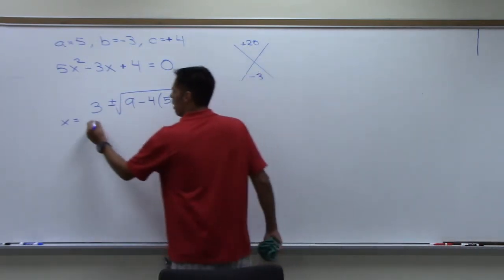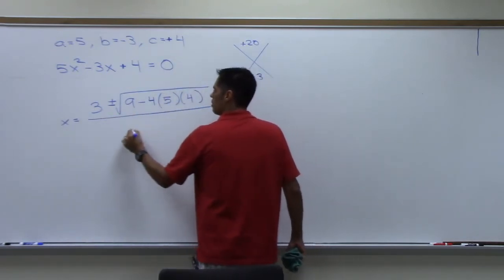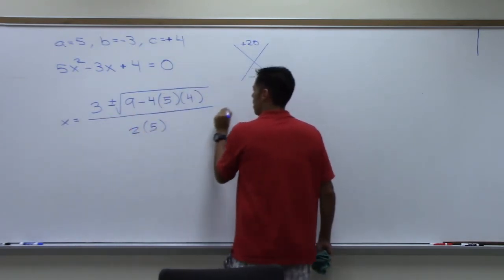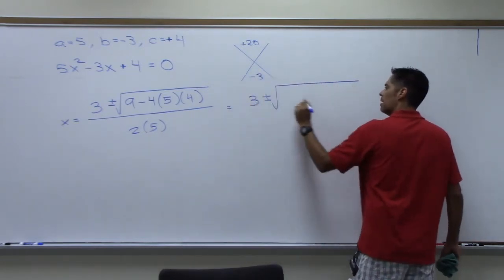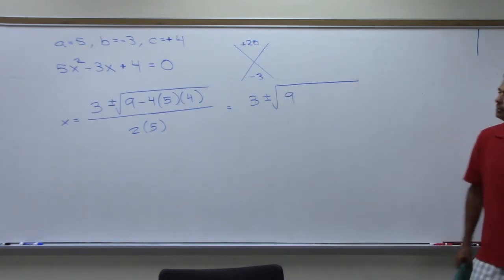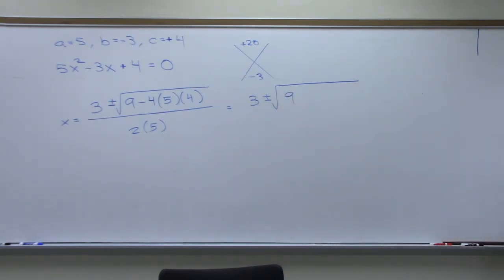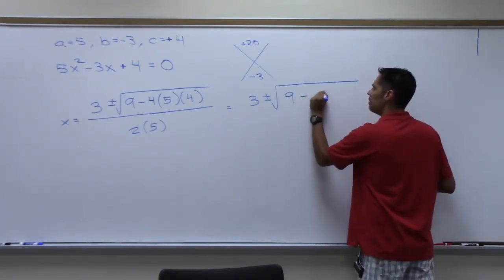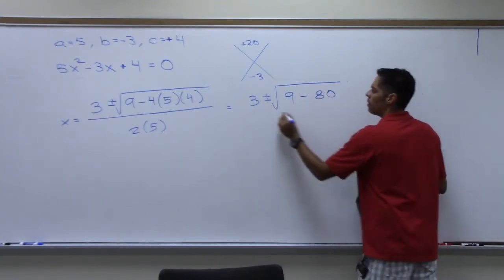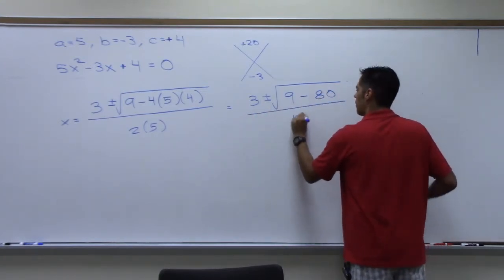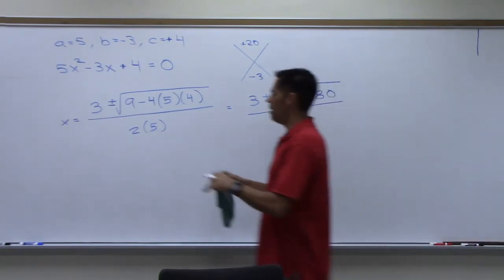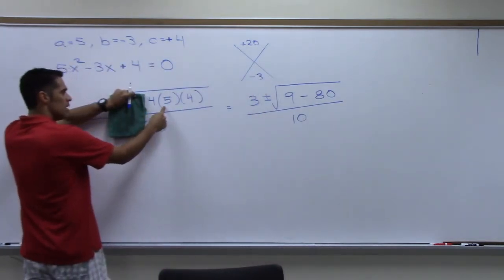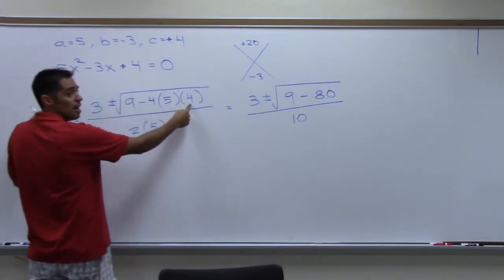All of this divided by what? 2 times 5. All right, so we're going to get something interesting here. 3 plus or minus square root of 9, and then what? What is it? Minus what? Minus 80. All over 10. See, that's the part right here. Cover up the minus sign. 4 times 5 is 20, times 4 is 80. 9 minus 80.